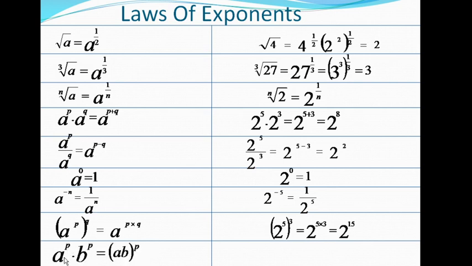Now a raised to the power p dot b raised to the power p. See, this one and the earlier one seem similar, but they are not. Here the base was the same and powers were different, and in this case the powers are the same but the bases are different. So what do we have to do? We have to multiply both the bases, a into b, and take the power common like this. So this is the example: 2 raised to the power 5 dot 3 raised to the power 5 is equal to 2 into 3, that is 6 raised to the power 5.